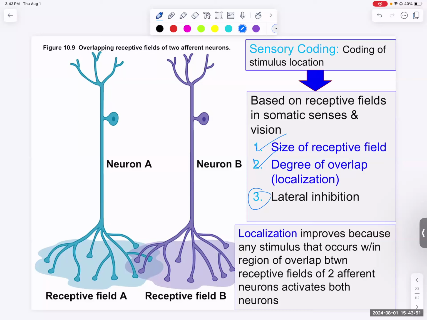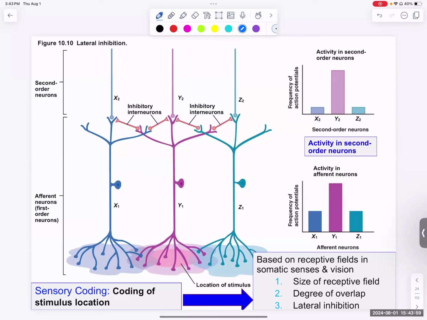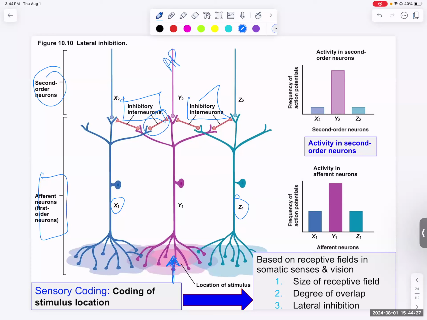So localization is going to improve our perception of that stimulus and where exactly it's coming from. And this is showing you sensory coding. These are all afferent first order neurons. These are all second order neurons. And as you can see, X1 can make connections to Y1, and Z1 can make connections to Y1, and Y1 can make connections to Z1 and X1. And so this is where lateral inhibition can occur, because if you want to make sure that this pathway is generating action potentials, you're going to inhibit this pathway and inhibit this pathway. And so you're really perceiving the action potentials from Y and basically limiting neurotransmitter being released from X and Z.